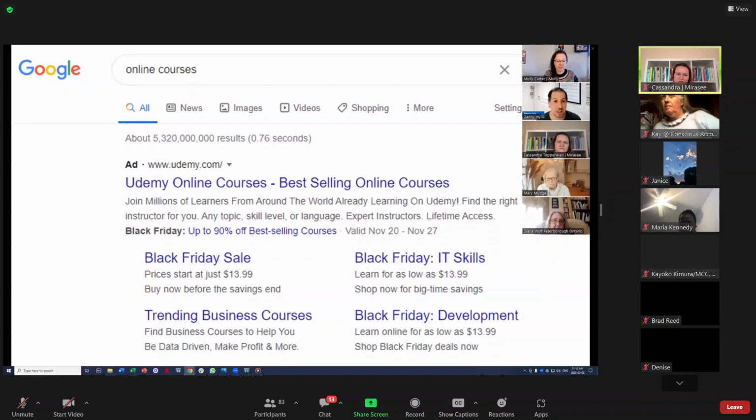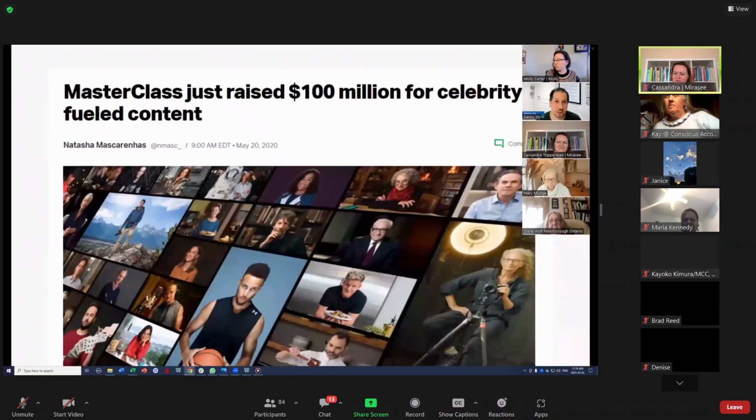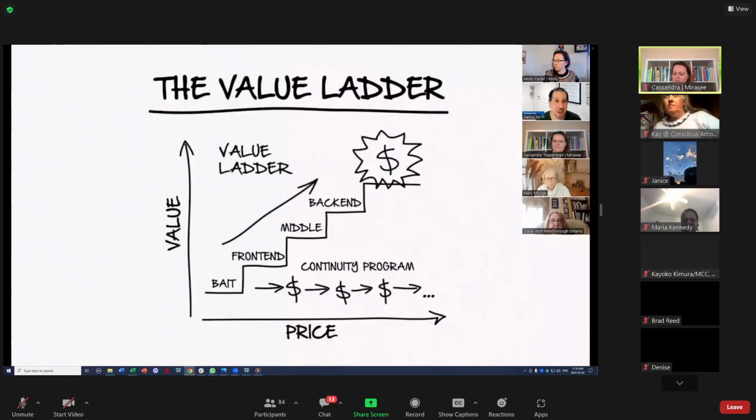And of course, there is subsidized acquisition where you don't actually have to be profitable because you've just got so much money in the bank. So, if you've got $100 million of venture capital in the bank, then you don't have to worry about turning a profit on every sale. If you have an elaborate value ladder, right? The free thing leads to the $10 thing, leads to the $100 thing, leads to the $1,000 thing, and so on and so forth, then the back end subsidizes the front end. But most people don't have all that in place, at least not when they're getting started.